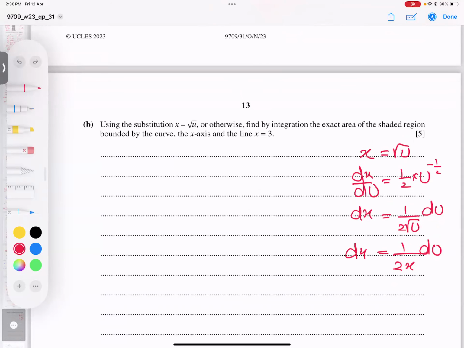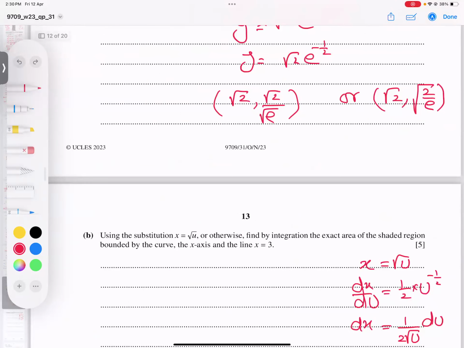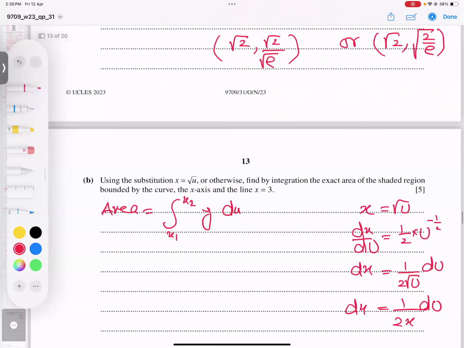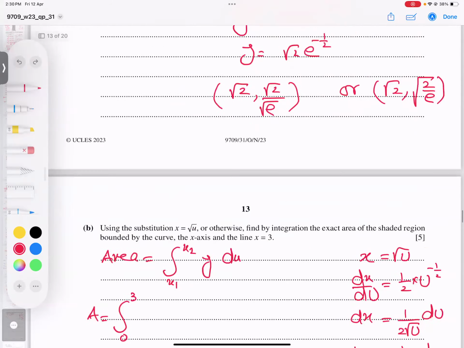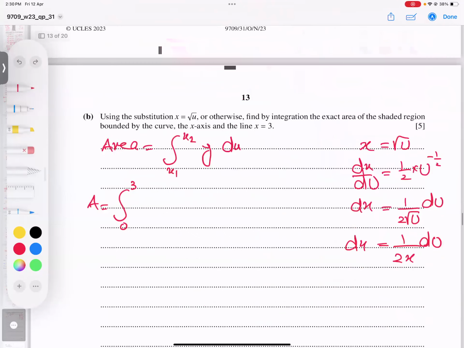Yes, exactly. So what is the question, students? We have to find what? Let me read it. He's asking for the exact area bounded between the curve, the x-axis and the line x equals 3. So it means the area formula is what, students? The integral from x1 to x2 of y dx about the x-axis. In this particular situation, the starting value is 0, the ending value is 3, and the y value is this function. So this function I am going to copy and paste here.